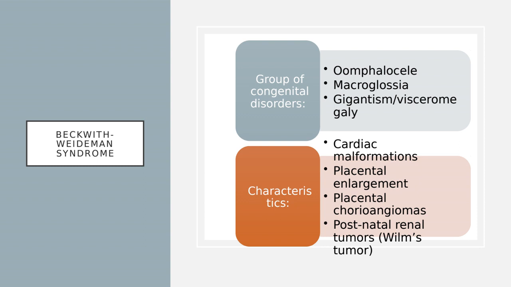Some additional characteristics of Beckwith-Wiedemann: we're usually going to see heart conditions, the placenta is going to be large, we are potentially going to see chorangiomas in the placenta, and we're also going to see postnatal renal tumors, typically that pediatric renal tumor, the Wilms tumor. So again, anything in that genetic region is going to be associated with kidney or cardiac conditions.